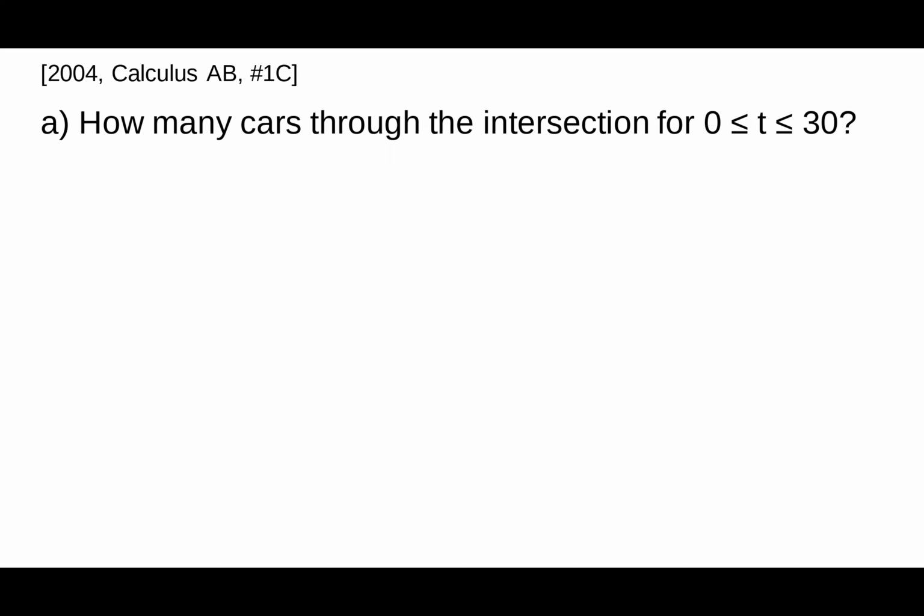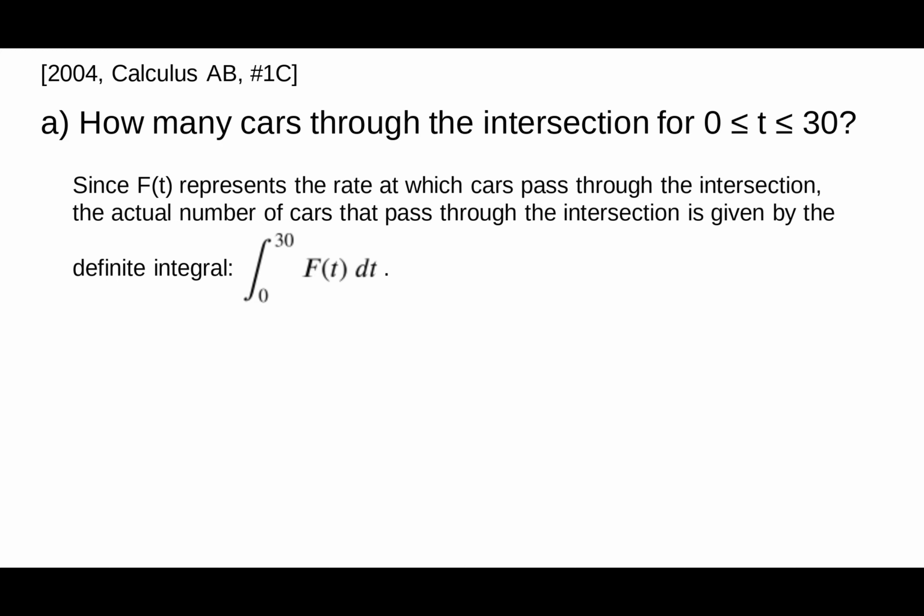Part A, we're just asked how many cars go through the intersection in the first 30 minutes. Well, since f of t represents the rate at which cars pass through the intersection, the actual number of cars that pass through can be found by using the definite integral from 0 to 30 of f of t dt. Now, that's just a basic fundamental theorem of calculus question. If you have a rate and you want to do total accumulation, you just integrate your rate function.